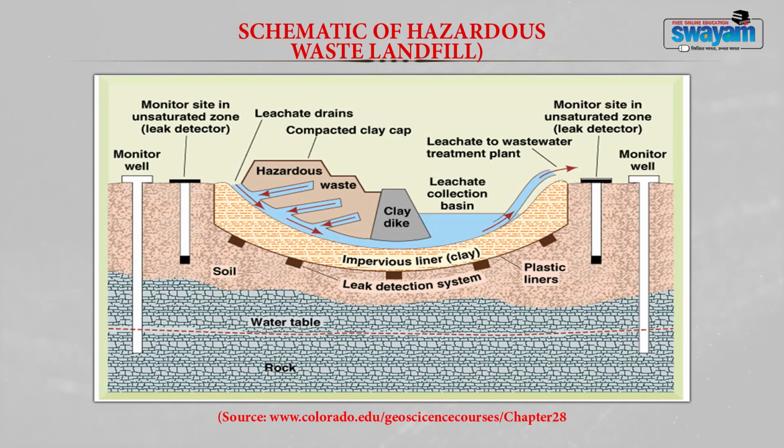Now, this figure shows the schematic of a hazardous waste landfill. Now, so far whatever we have discussed, you can see here a liner system, a leak detection system, and you have an impervious liner which is made of clay. Then you can see how your waste, hazardous waste, after a certain process like solidification and stabilization is placed inside the landfill. You can see these monitor wells for the leak detection of your liner system. Also on top you can see compacted clay cap. Also you can see these leachate drains which are present there.